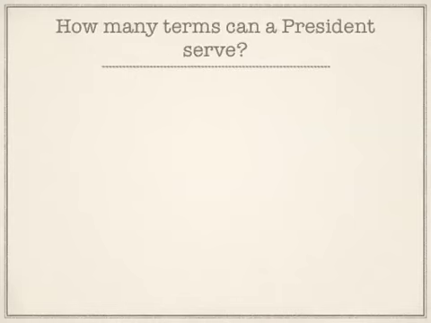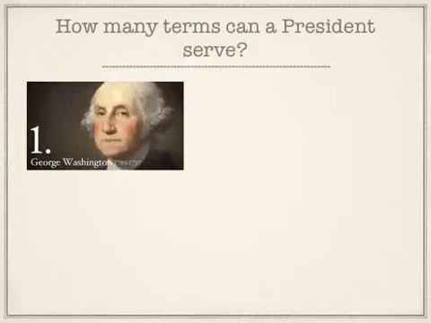How many terms can a president serve once they get elected? Well, in the beginning, there were no term limits. When George Washington became president, he served 2 terms, and people would have been very happy for him to take a 3rd term and a 4th term. But Washington said after 2 terms he thought that was enough, and he stepped down. And that sort of served as a precedent. Most other presidents that followed Washington would do 2 terms, and then they would stop.